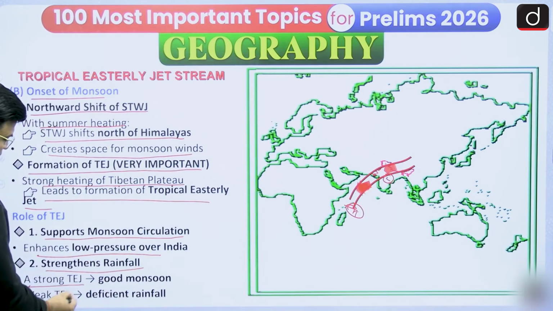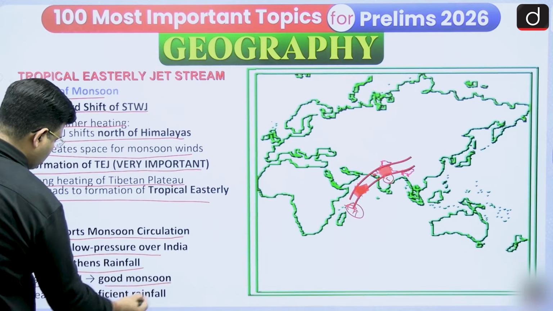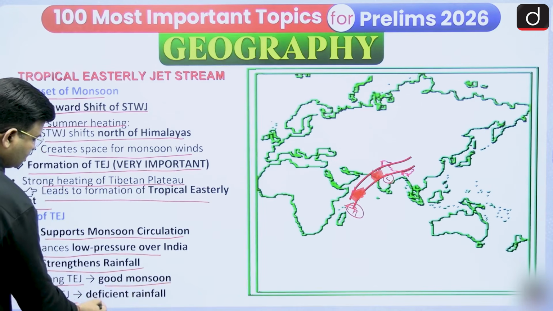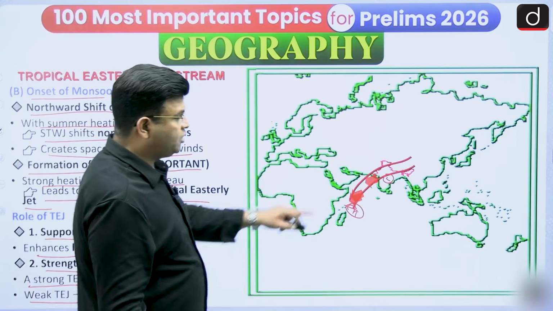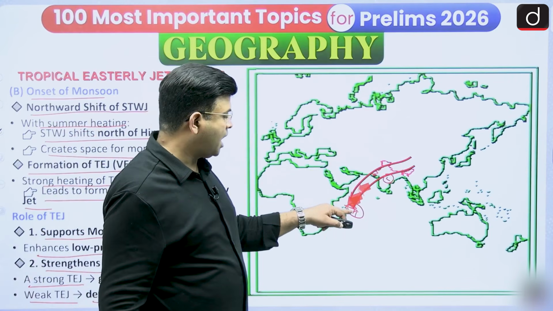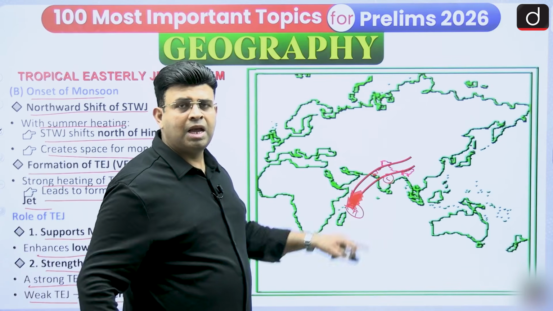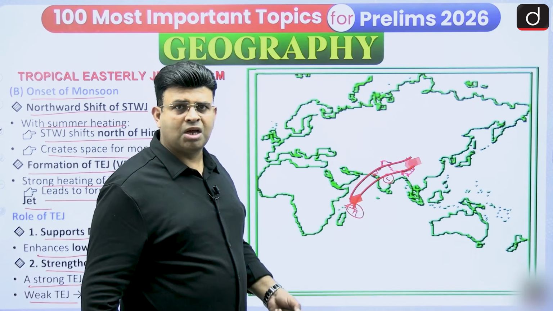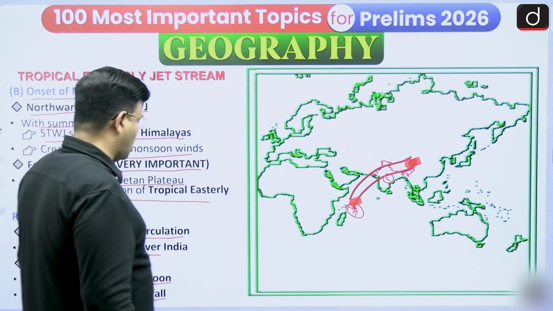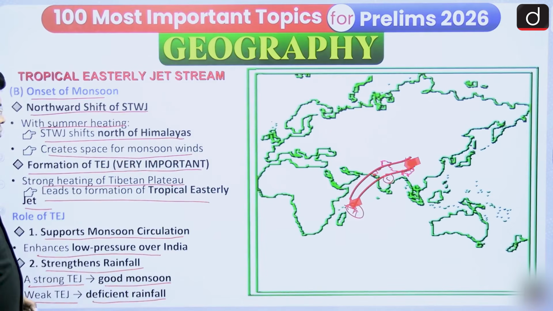The strong tropical westerly jet stream causes a good monsoon in India, and a weak tropical westerly jet stream causes deficient rainfall. Meaning if there is a weak tropical westerly jet stream, the high pressure will not be that much, the low pressure will not be that strong, and then you can say the southwest monsoon will also not be good, it will be weaker, and there will be deficient rainfall.